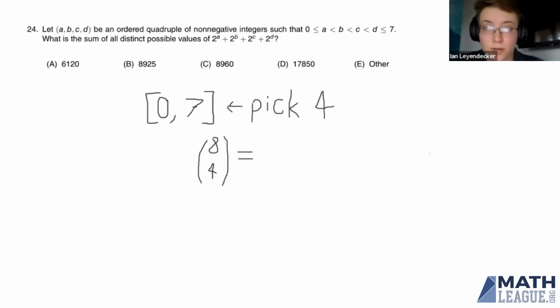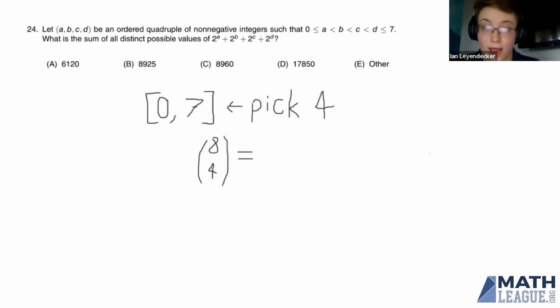So problem number 24 from today's sprint round reads: let A, B, C, D be an ordered quadruple of non-negative integers such that 0 is less than or equal to A, is less than B, is less than C, is less than D, is less than or equal to 7. What is the sum of all distinct possible values of 2 to the power of A plus 2 to the power of B plus 2 to the power of C plus 2 to the power of D?